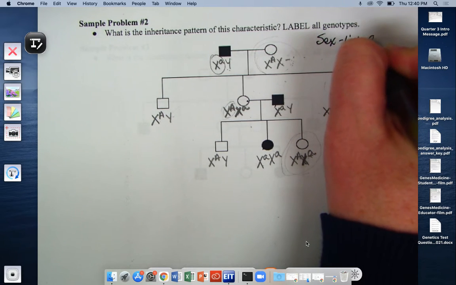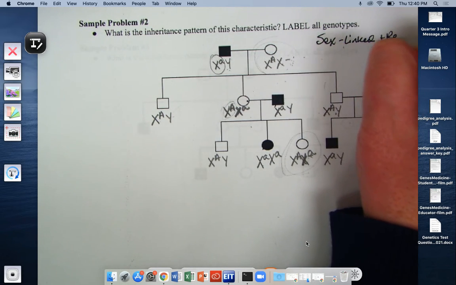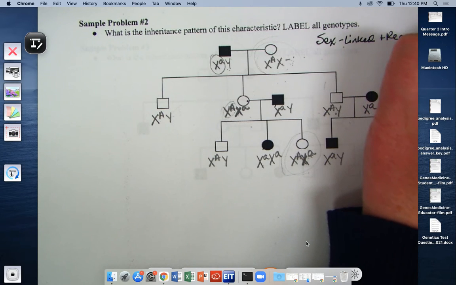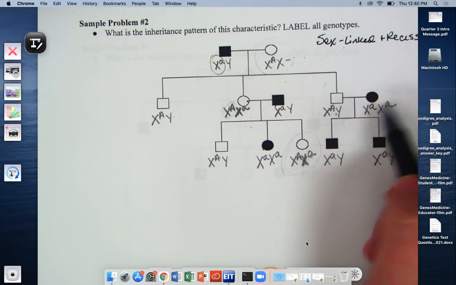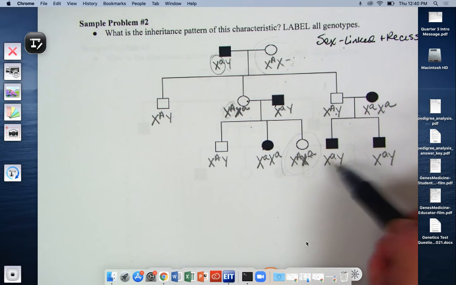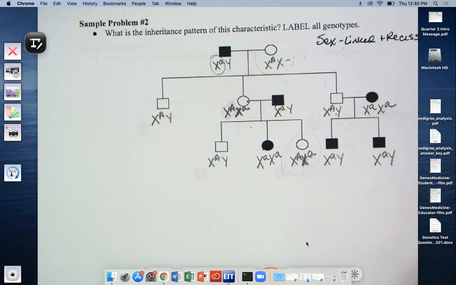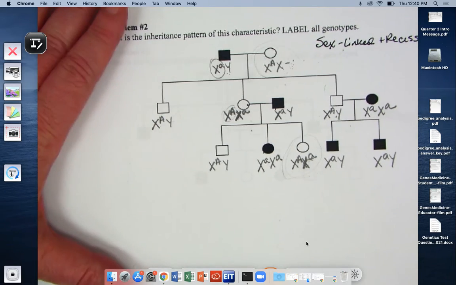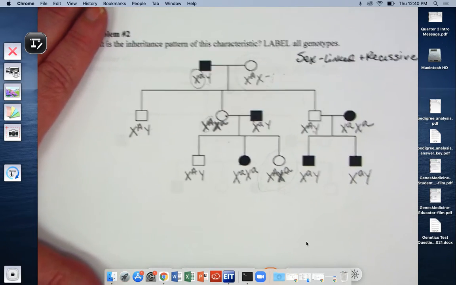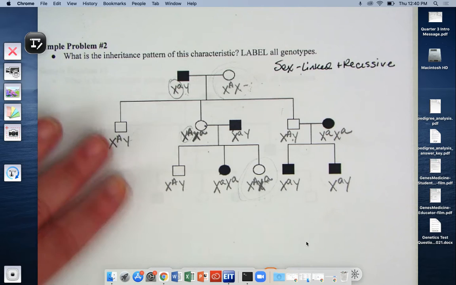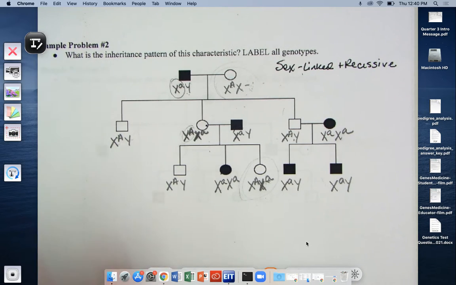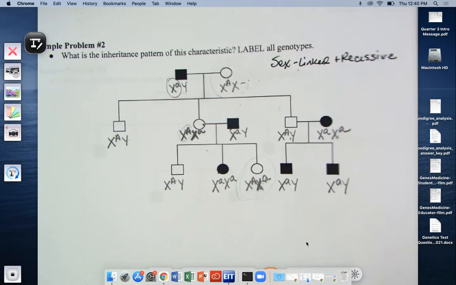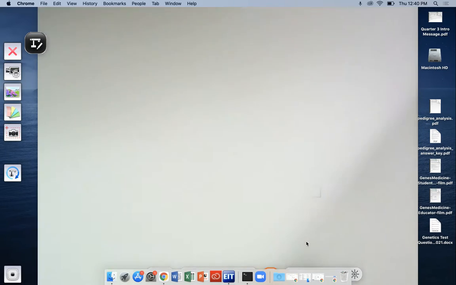So had we filled this out and then we had noticed that these two parents can't have this, then we would have had to go back and figure out what was wrong. So we could still have found it to be no. Sex-linked is the answer for sample problem number 2. Okay? Sample problem number 3.